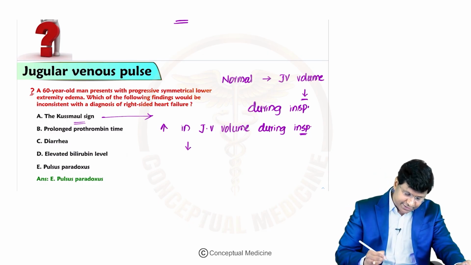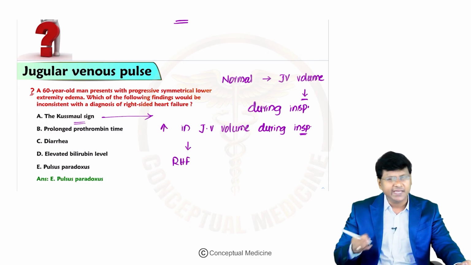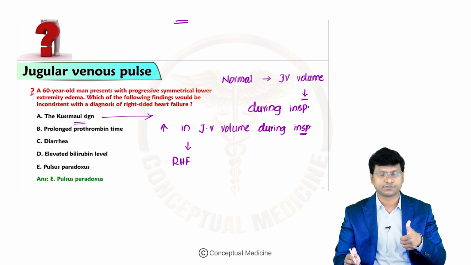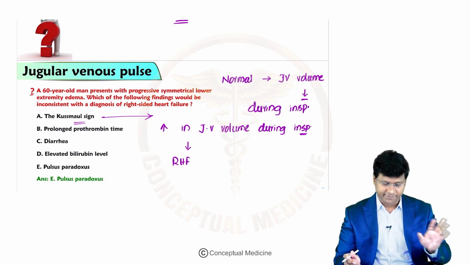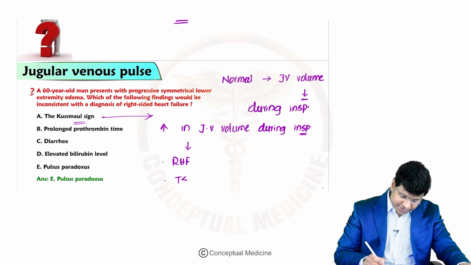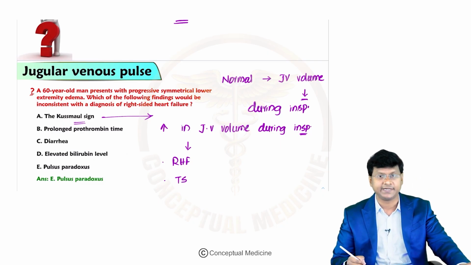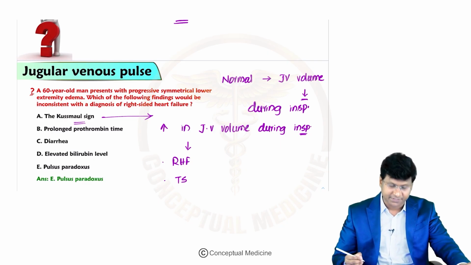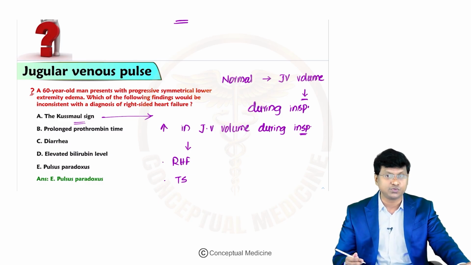Now, what are all the conditions where you will have the Kussmaul sign? You will have it in patients with right heart failure. Any condition which will cause right heart failure, like tricuspid regurgitation, pulmonary stenosis, pulmonary hypertension, will produce Kussmaul sign. Then you will have Kussmaul sign in patients with tricuspid stenosis, constrictive pericarditis, and restrictive cardiomyopathy. In all these conditions, you have the presence of the Kussmaul sign.